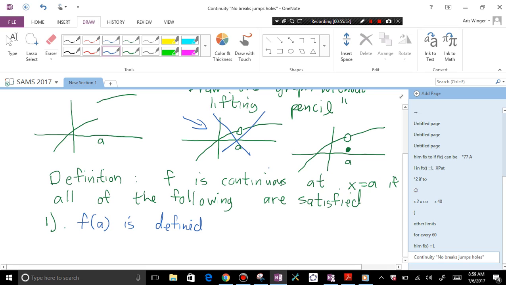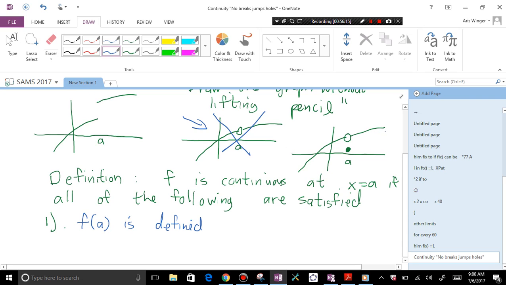Isn't the last one not continuous, but isn't it technically defined? Wait, where? On the last one? It is defined on the last one. So this one satisfies this. That's perfectly okay. So this is not continuous for some other reason that I'm about to say. But yes, f of A is defined there.